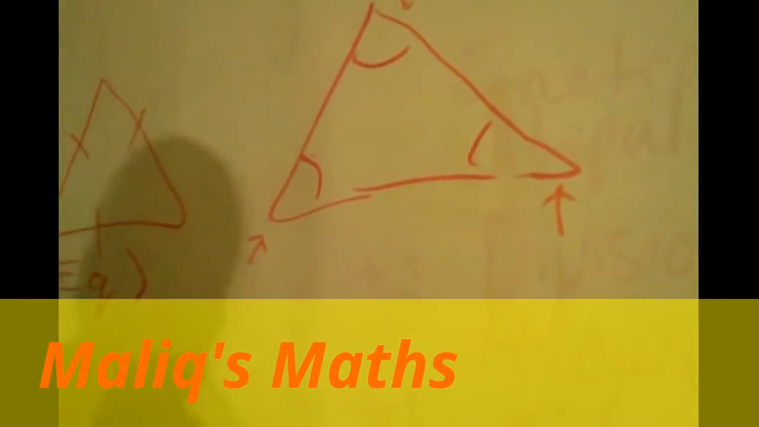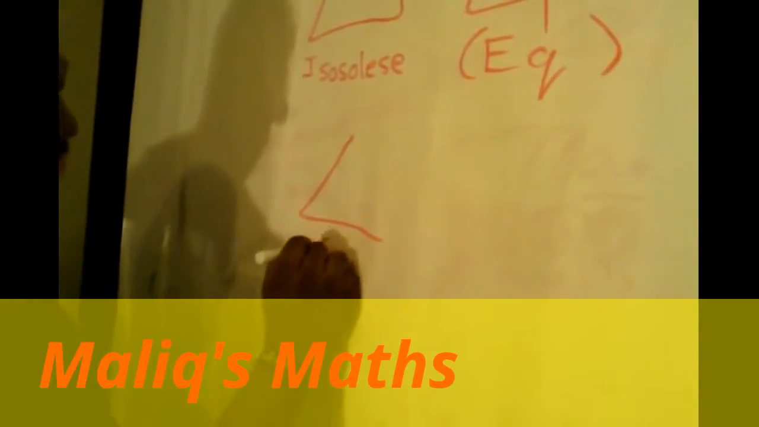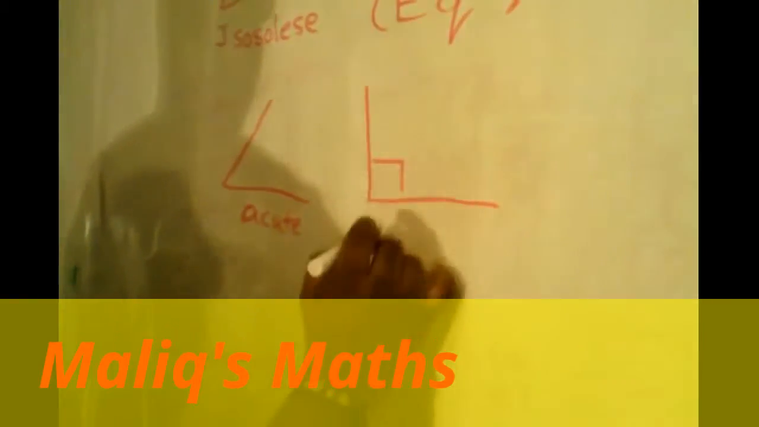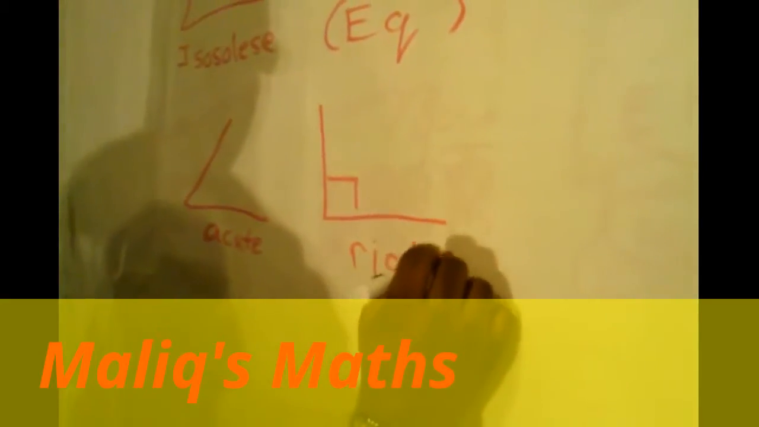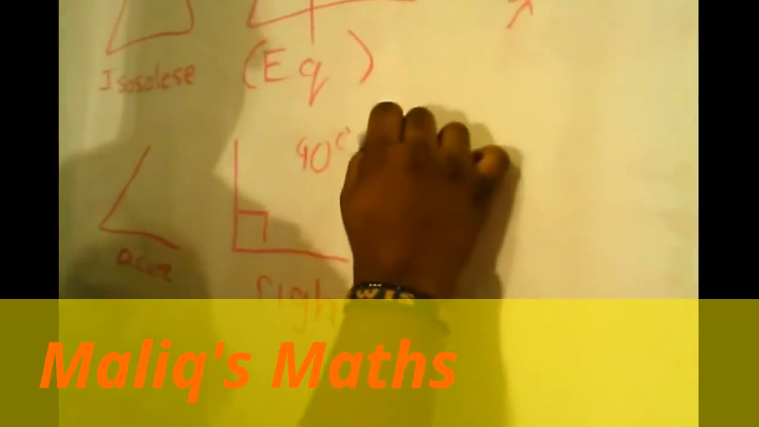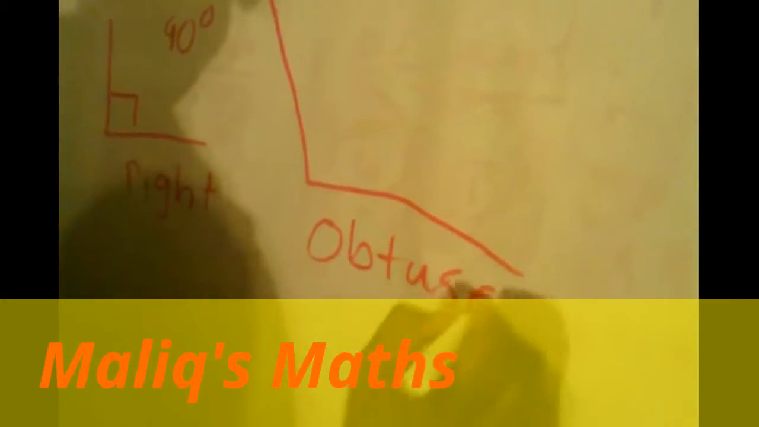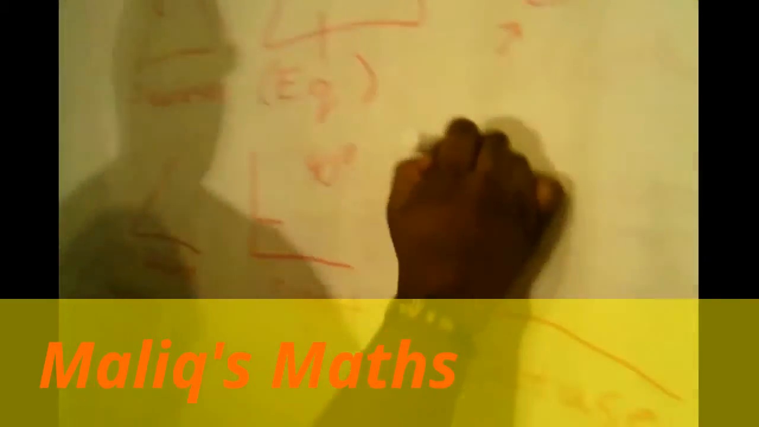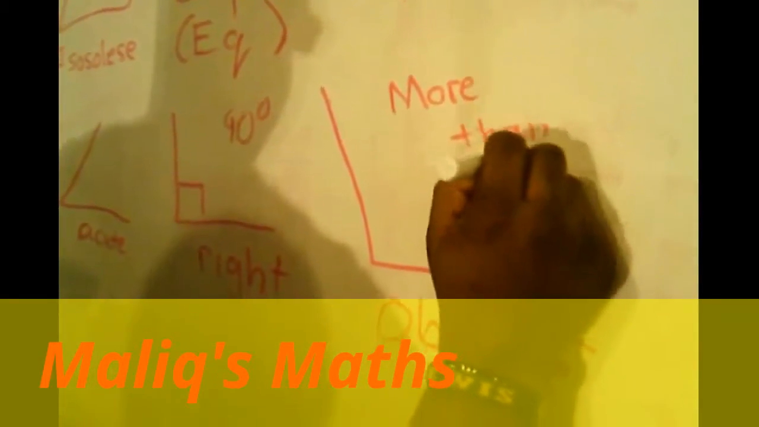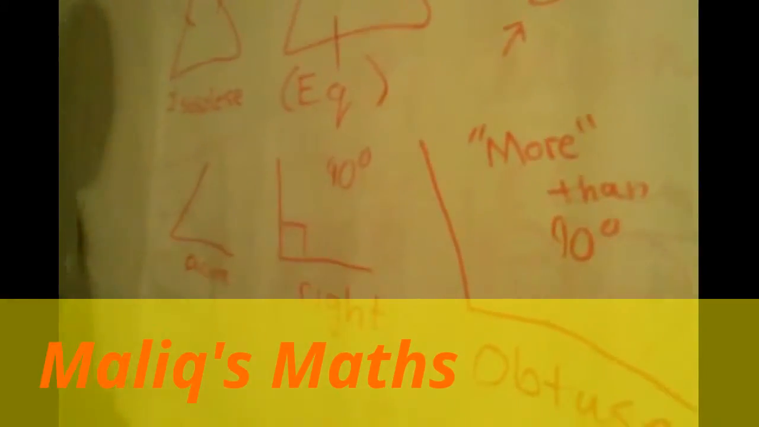are our angles. Now, everybody know what an obtuse angle is? Well, I'm going to show you. This is an acute angle. This is a right angle. A right angle is always 90 degrees. Obtuse. An obtuse angle is always more than 90. So you have acute, right, and obtuse.